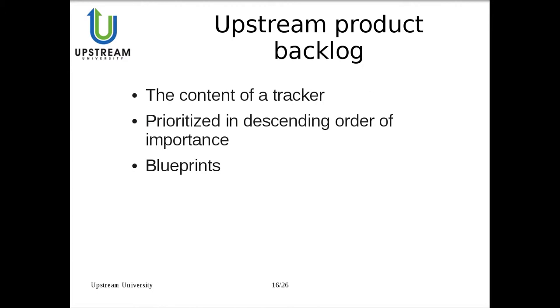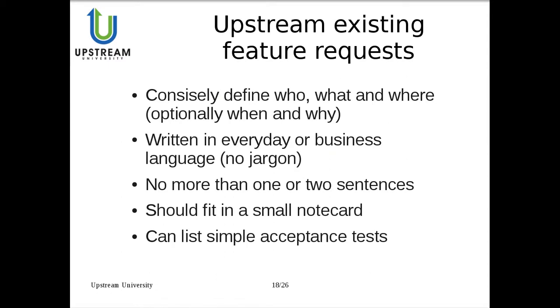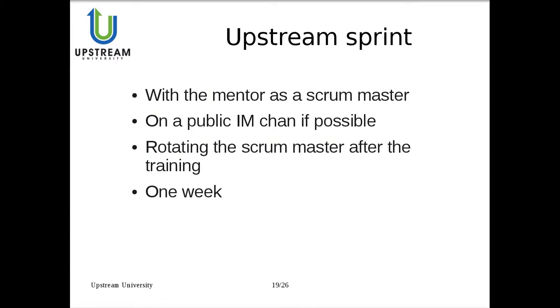Here I go over what the product backlog is, which may be difficult to understand sometimes. There are a number of bugs that can be picked, and also feature requests, which are difficult to understand most of the time. One of the pieces of work you could pick is to help a feature request become clearer, by asking questions to the person who submitted it. And then, where possible, during the online mentoring, we will be conscious of what the upstream sprints are. So it's fairly easy.